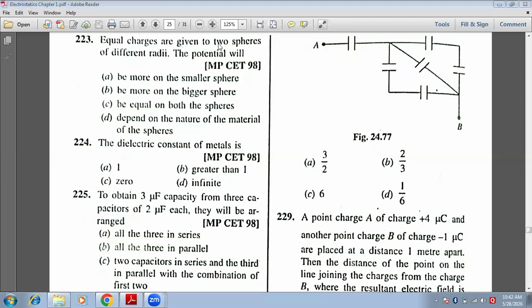Equal charges are given to two spheres of different radii. The potential will: option A be more on the smaller sphere, option B be more on the bigger sphere, option C be equal on both the spheres, option D depend on the nature of the material of the spheres. Correct answer, option A, be more on the smaller sphere. The dielectric constant of metal is: option A 1, option B greater than 1, option C 0, option D infinite. Correct answer, option D, infinite.